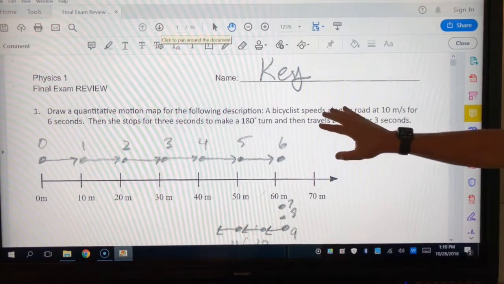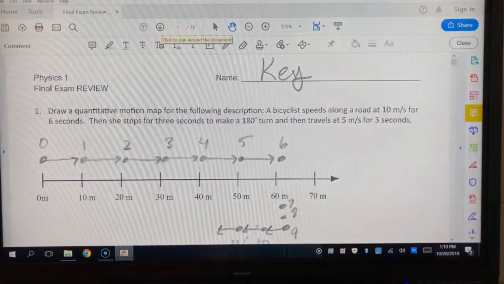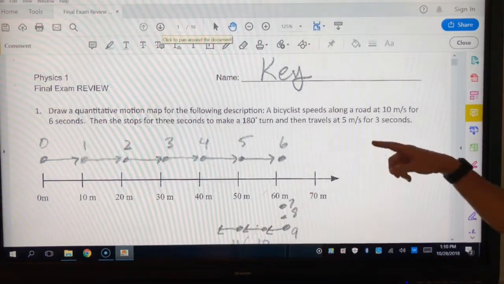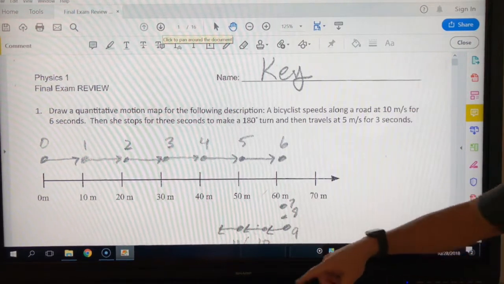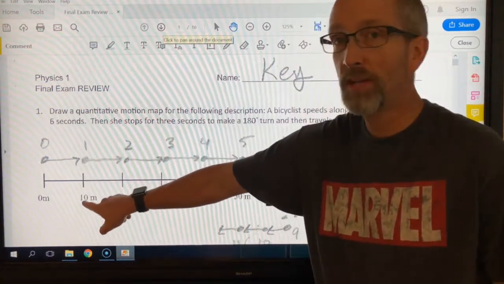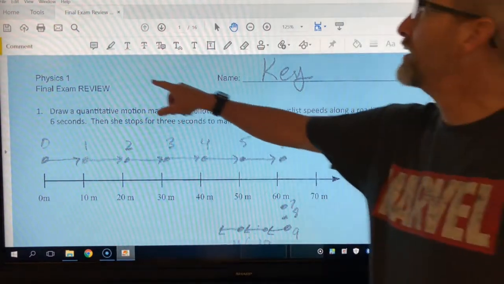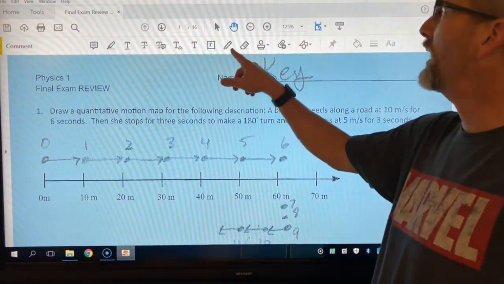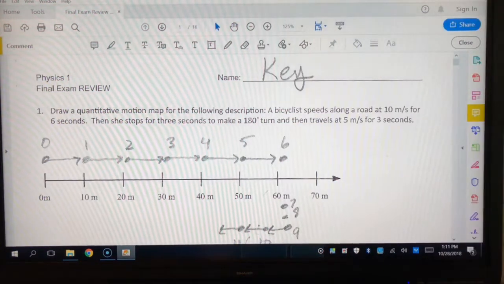So they want you to draw a quantitative motion map. Remember, the word quantitative means that it needs to have numbers. You have a bicyclist going at 10 meters per second for 6 seconds. So here's 10 meters. Notice that we went 1 second to go that 10 meters. We go another second, goes to the next 10 meters, and then it just kind of makes its way on from there. So that's probably the easiest way to see what's going on.